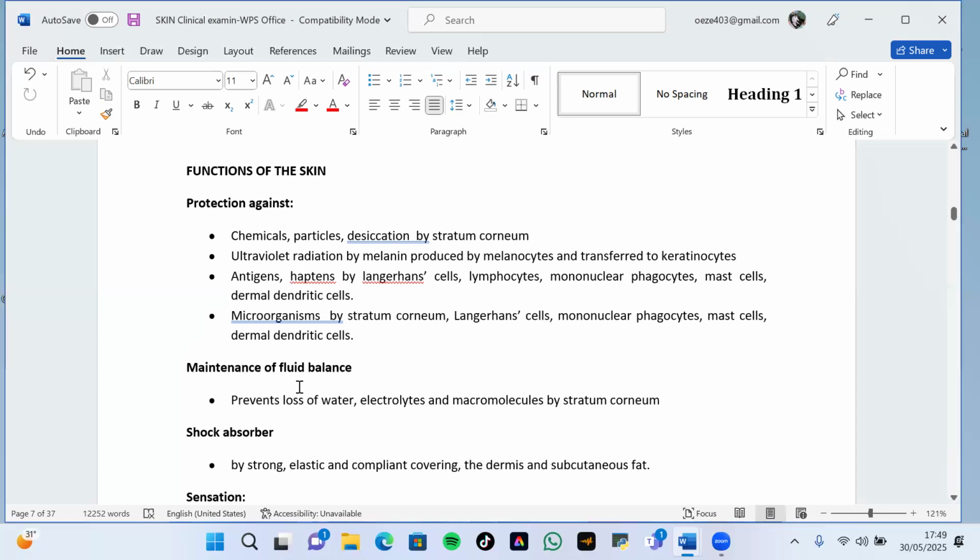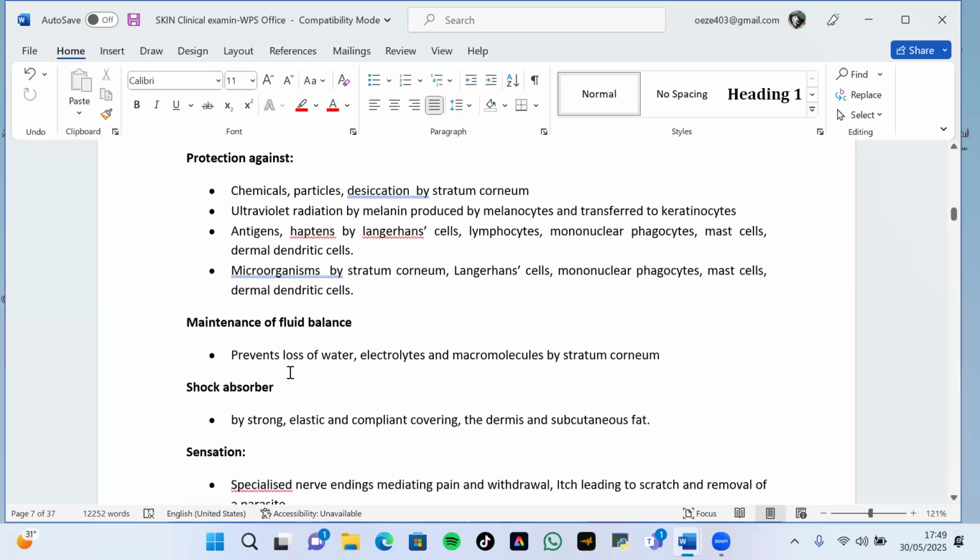Then, lastly, the skin also protects the body against microorganisms through the Langerhans cells and the stratum corneum. This stratum corneum can peel off and the microorganism goes away. Then the Langerhans cells, which we already know as white blood cells, also phagocytes and mast cells, are involved in immunological responses.